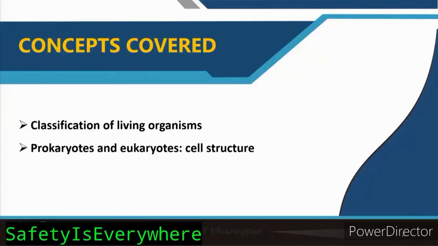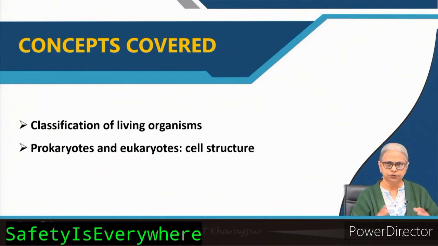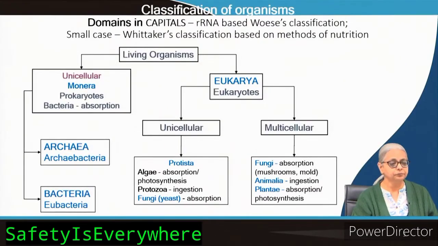Welcome everyone. So we're going to look at the classification of living organisms. We're going to look at the differences between prokaryotes and eukaryotes. Those are the two main categories of living organisms and their cell structure. And we're also going to look at different microbial groups in subsequent parts. So today, in this particular segment, we're going to look at the classification of living organisms and prokaryotes and eukaryotes.